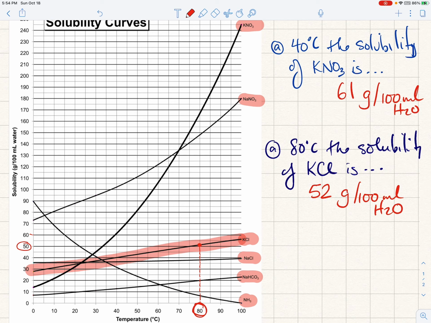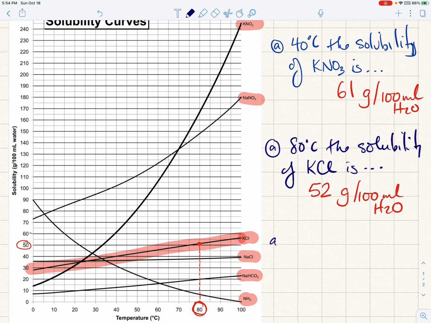All right. Now, generally speaking, we're going to give you about a plus or minus 1 when you read the solubility chart. So if I said 52 and you thought 51 or 53, you'd get full marks for that. Okay, but try your best to read it accurately.